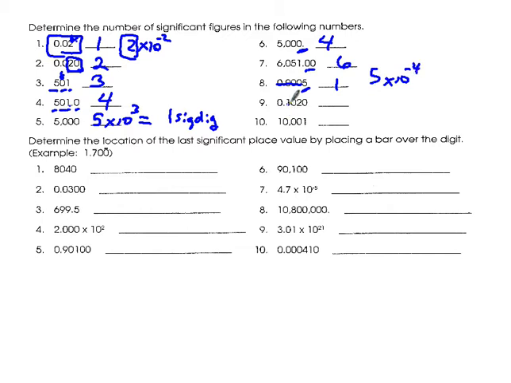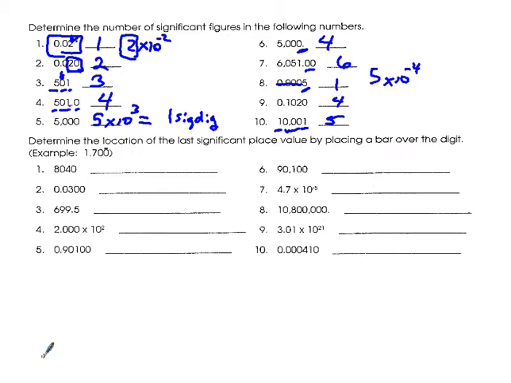This one has 1, 2, 3, 4 significant digits. This first 0 is just a placeholder. And this one has 5 significant digits, because there are 2 numbers greater than 0 with those zeros in between. So those are all significant. So those are the basic rules.